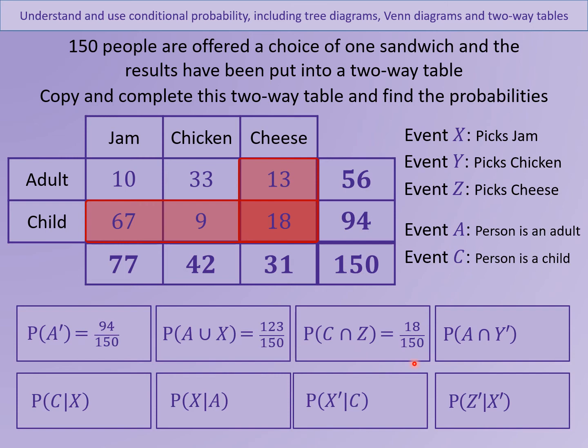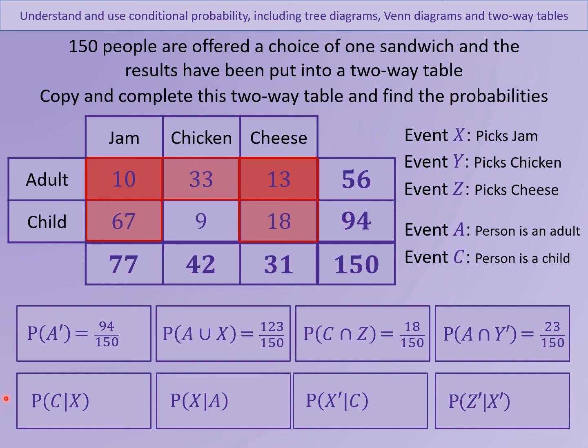What's the probability? Let's get our head around this. I pick an adult and I don't pick a chicken. Now, if I don't pick a chicken, I pick a jam or a cheese. So what's the probability of picking an adult and the jam and cheese? So there's the adults. There's the jam and cheese. I want the and. So I could have any of those 10 or I could have any of those 13. So to me, that would be 23 out of 150 of them.